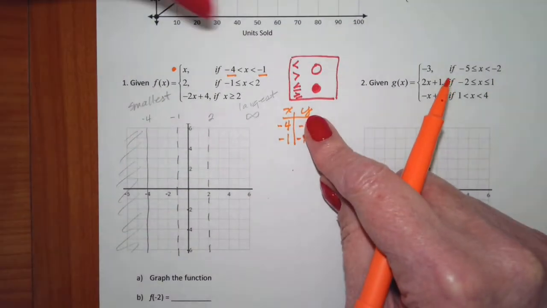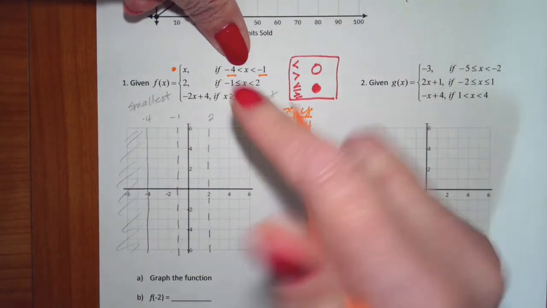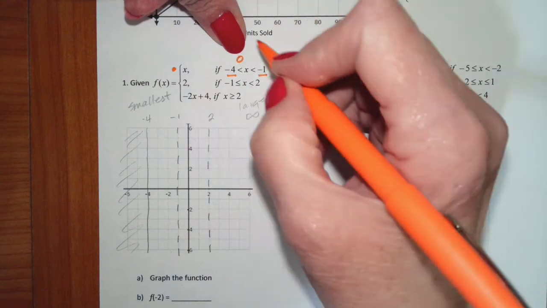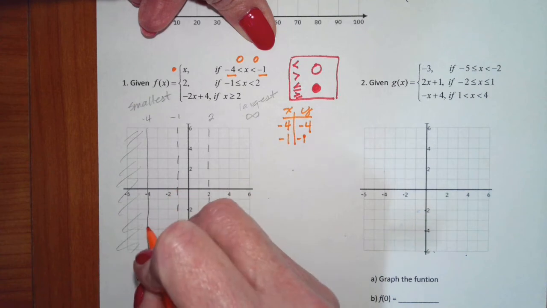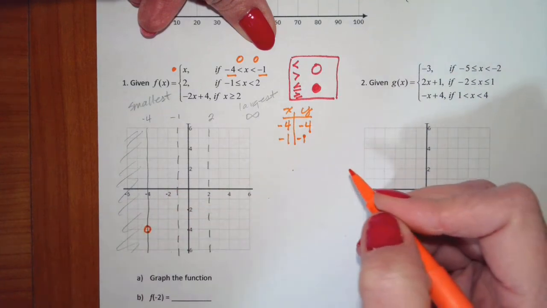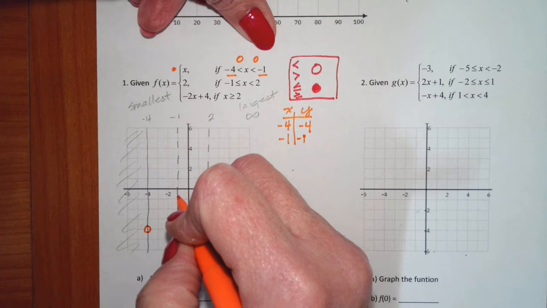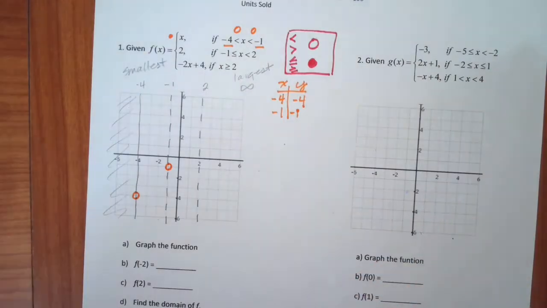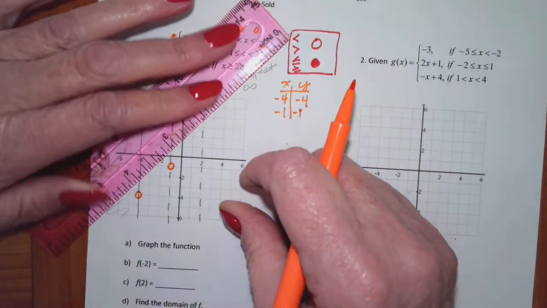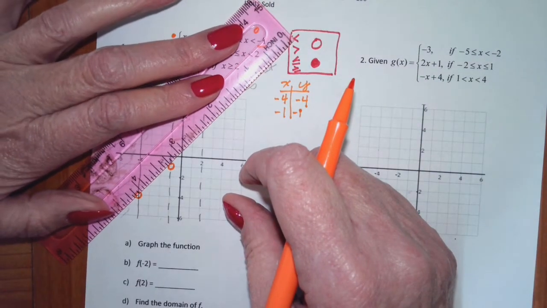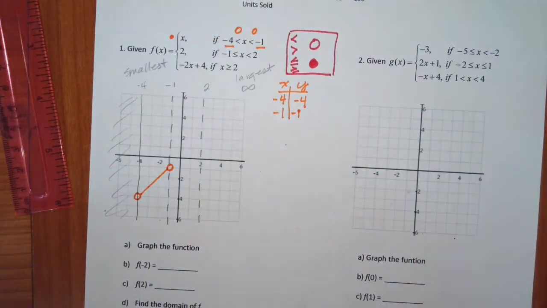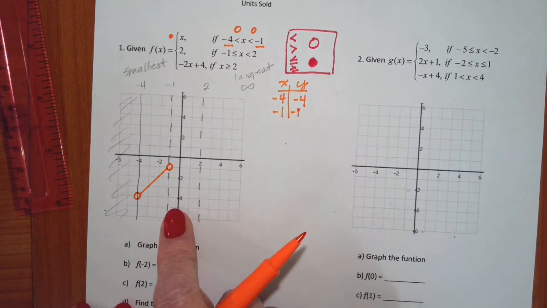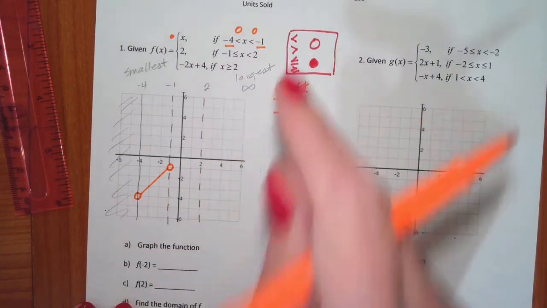Now when I'm plotting these points, I need to look at the inequality. This is going to be an open circle, and so is this. So I know at -4, -4, I have an open circle. I know at -1, -1, I also have an open circle. And then I'm just going to use my ruler and connect the dots. And this is how the function is defined if x is between -4 and -1.